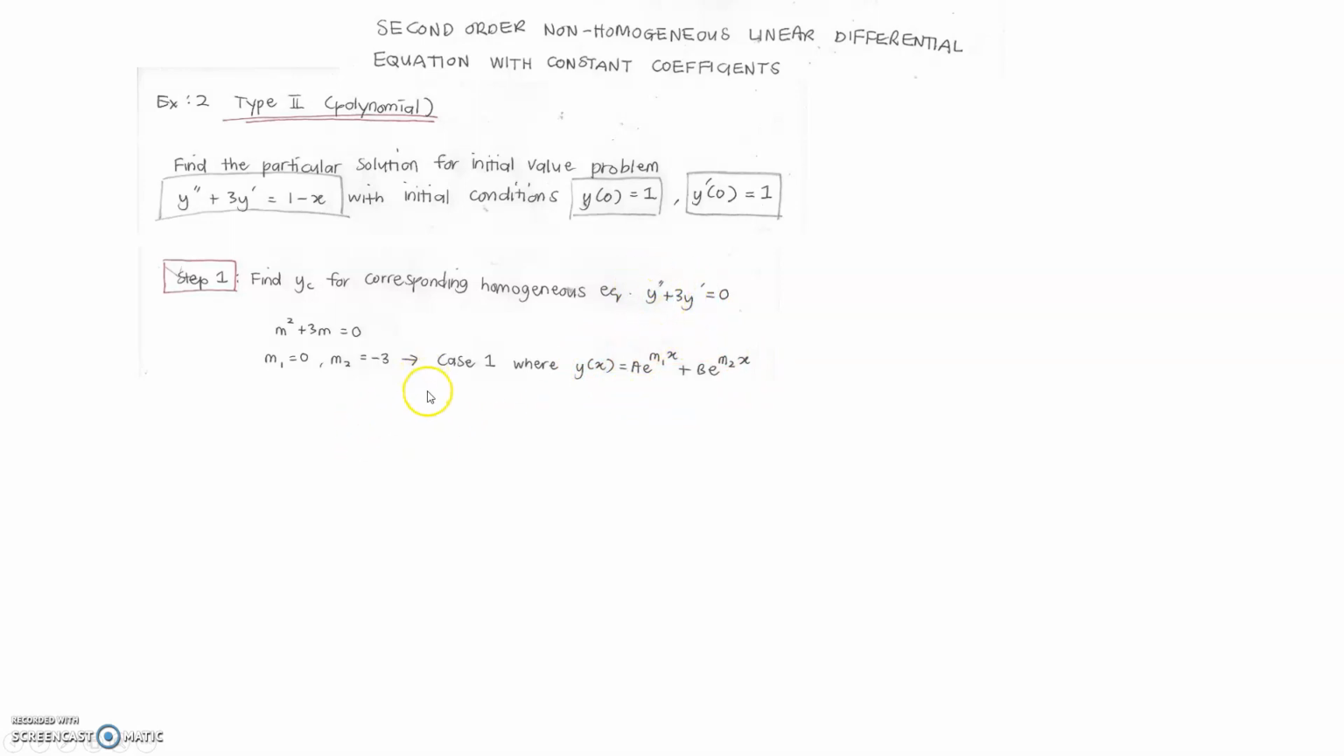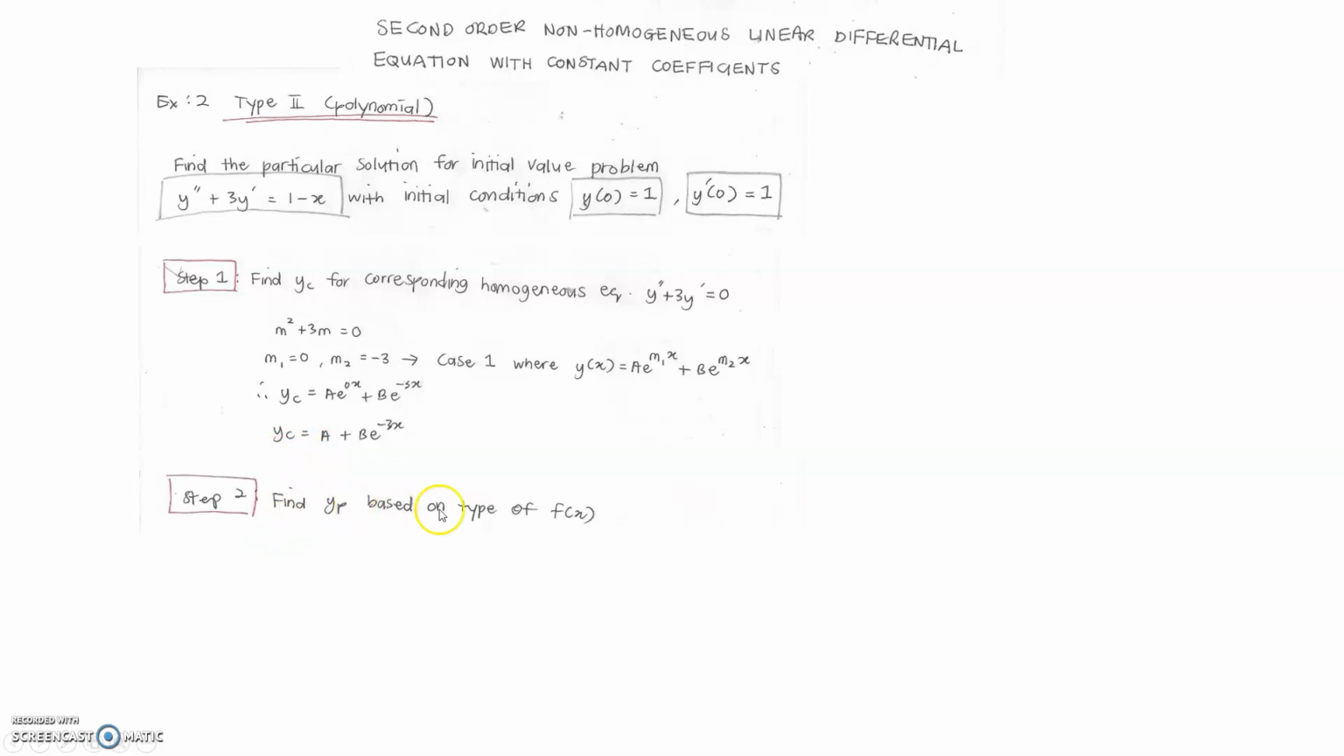So from here we have yc is equal to a exponential of m1, which is 0, so 0x, plus b exponential of m2, which is negative 3x. Exponential 0, I can simplify to become 1. So my yc is equal to a plus b exponential negative 3x. Next, once you have your yc, you need to find your yp.